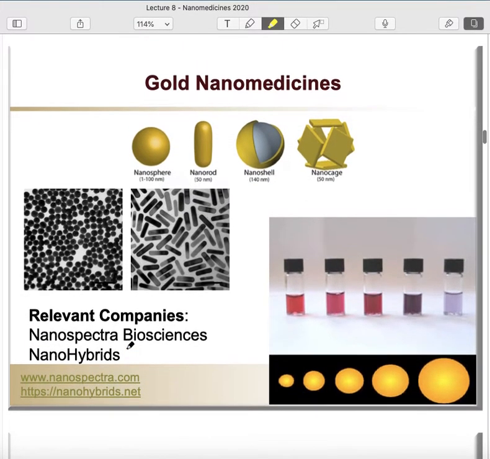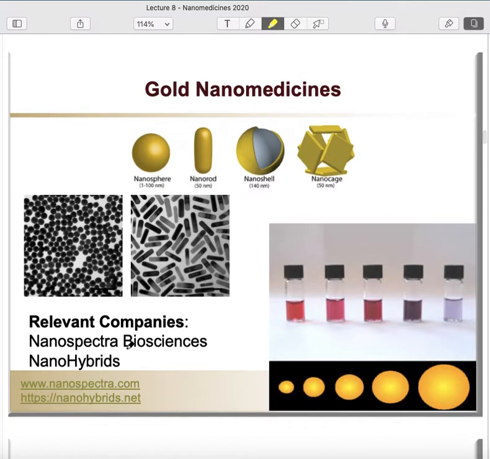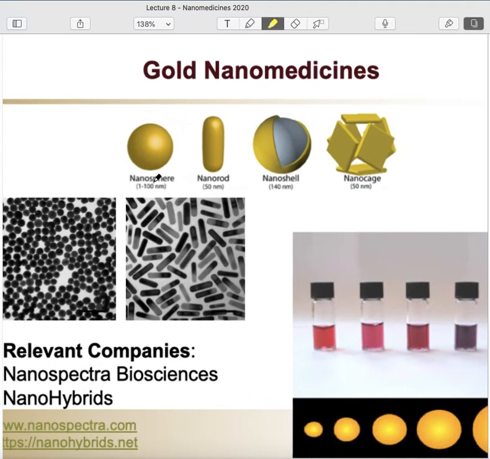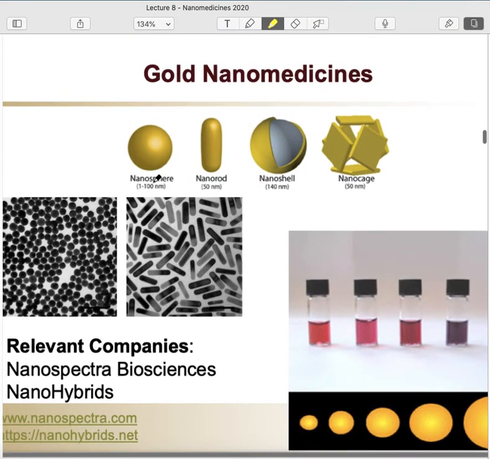All right, so in terms of gold nanomedicines, there's quite a number of different architectures of gold nanostructures that have been utilized. For example, we can have nanospheres that are simply solid gold particles. Those are going to be typically very small in size, 1 to 100 nanometers, maybe on the large range. And those are shown here on the left-hand side.